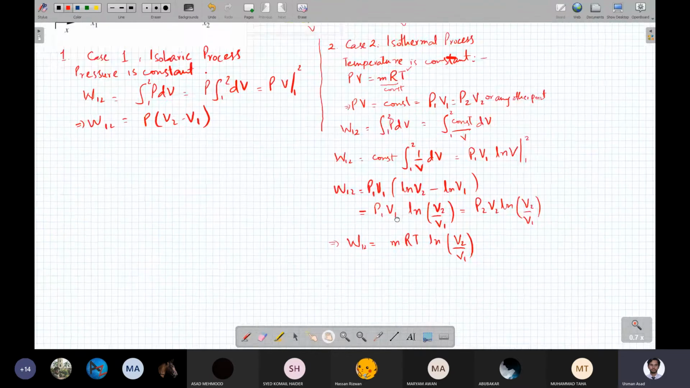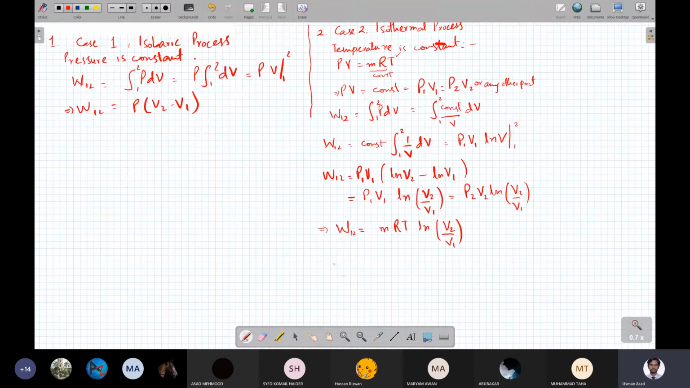Okay, I might also want to add perhaps that if we write small w instead, small w means work done per unit mass.